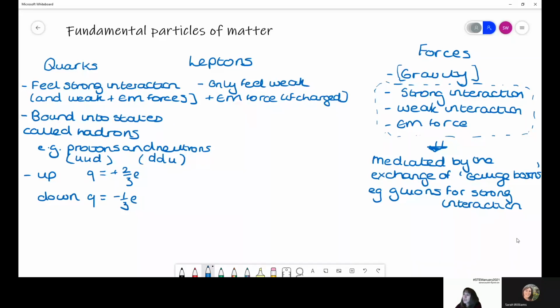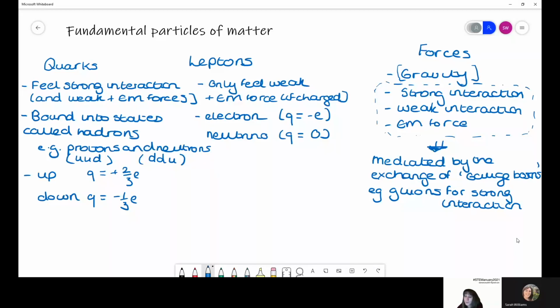So now let's go over to the leptons. As I said, these only feel the weak interaction and also the electromagnetic force if they're charged. So the electron is an example of a lepton, and that has a charge of -e. And the other lepton you need to know about is a neutrino. And as its name suggests, it's a neutral particle, so it only feels the weak interaction.